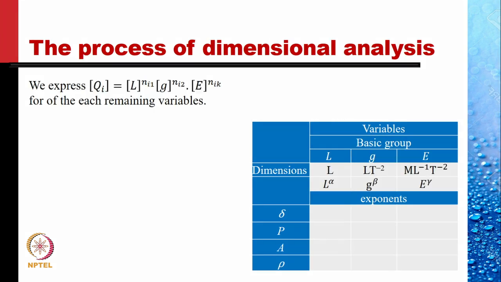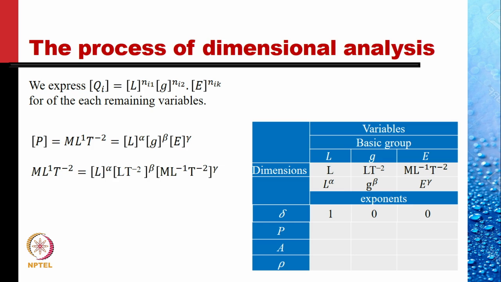We express Qi as L raised to power ni1, G raised to power ni2, and E raised to power nik for each of the remaining variables. Delta obviously would have simply the dimension L, so it can be written as L: alpha is equal to 1, beta is equal to 0, so G to the 0 and E to the 0. So delta would have the same dimension as L.